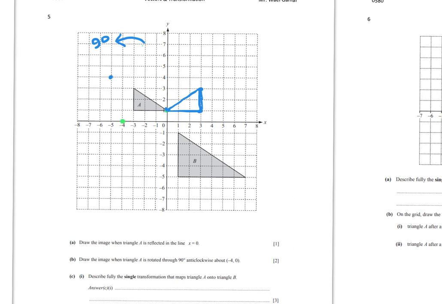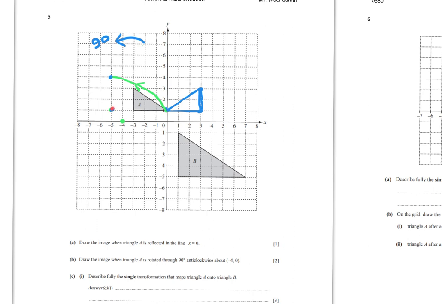Okay? Like we rotate like that. So 4 and 1 will be 4 and 1. 4 right, 1 up will be 4 up, 1 left. So this is the image for this point. The same for this point. 1 and 1. 1 to the right, 1 up. So 1 up, 1 to the left. So this is the image.